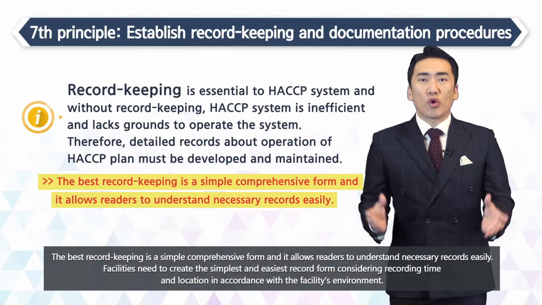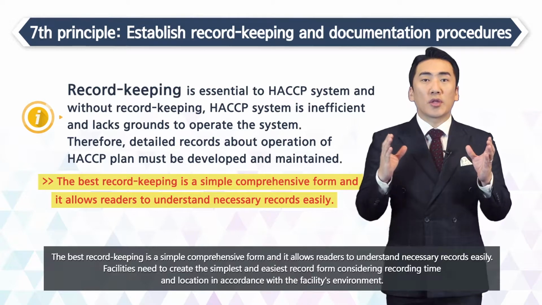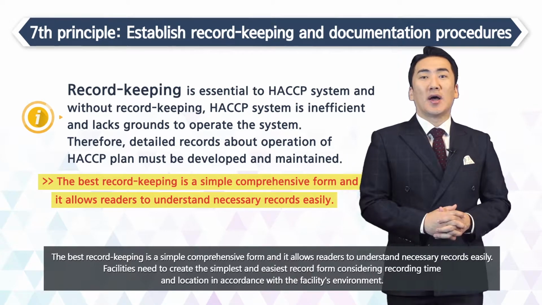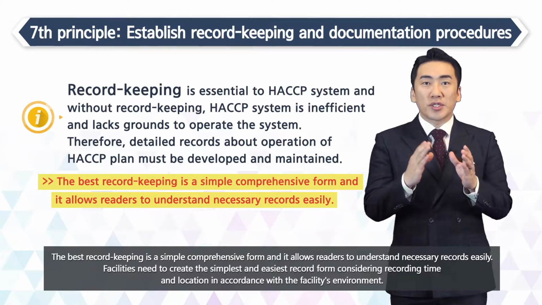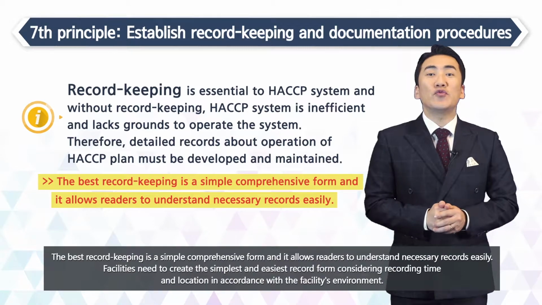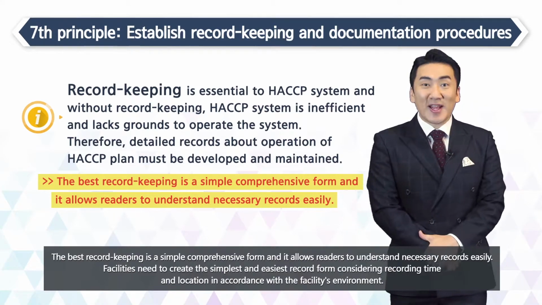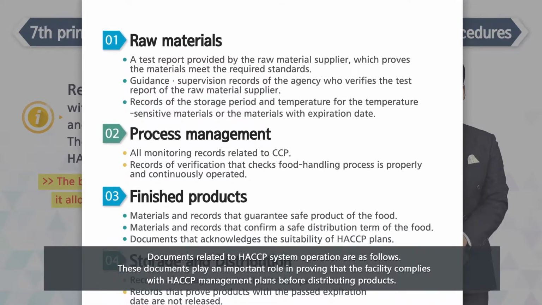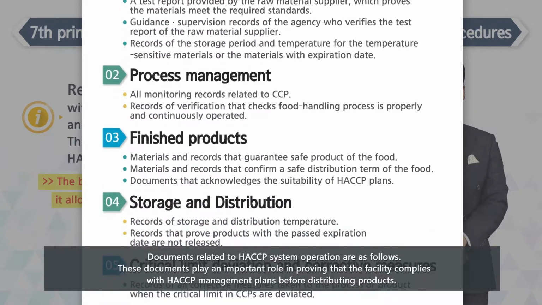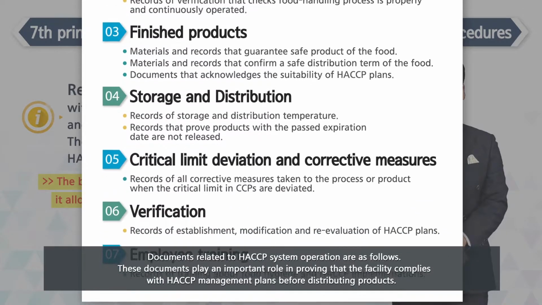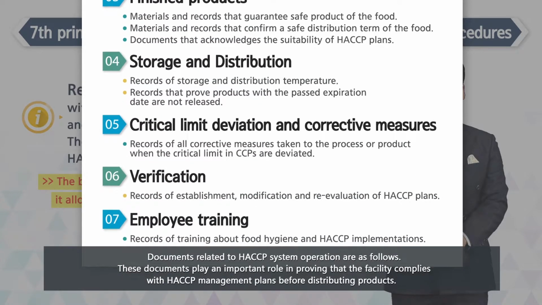The best record keeping is a simple, comprehensive form, and it allows readers to understand necessary records easily. Facilities need to create the simplest and easiest record form, considering recording time and location in accordance with the facility's environment. Documents related to HACCP system operation are as follows. These documents play an important role in providing that the facility complies with HACCP management plans before distributing products.